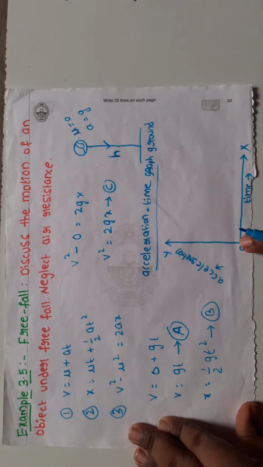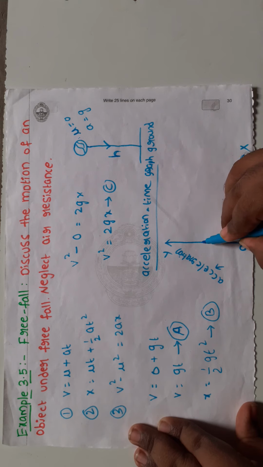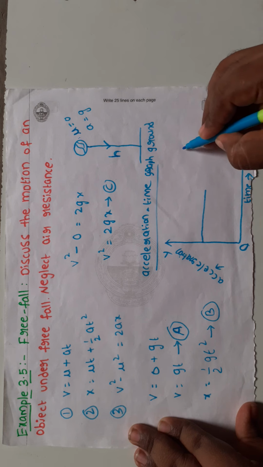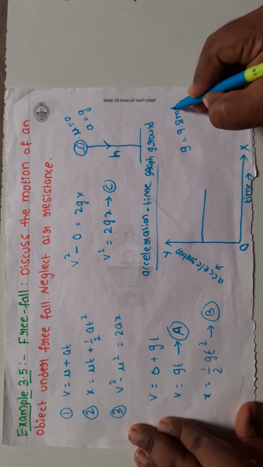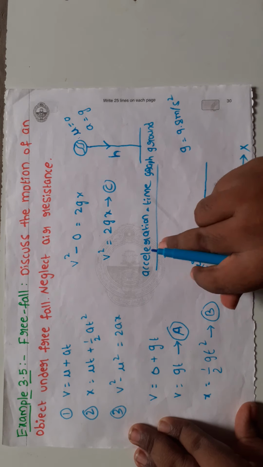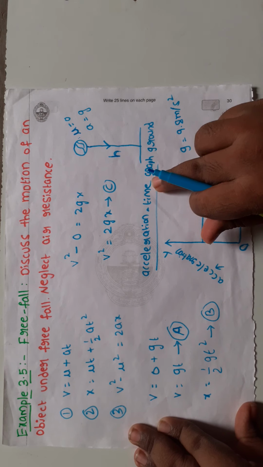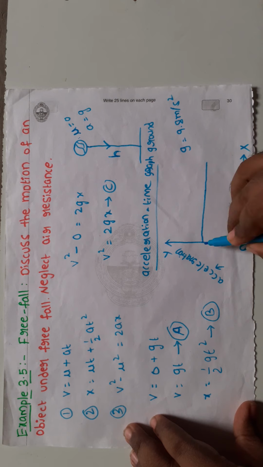So time increases from 0 to 1 to 3 like that, but acceleration is constant. What is the acceleration due to gravity value? g equal to 9.8 meter per second square. That is the constant value, never changes. So the acceleration versus time graph is constant.